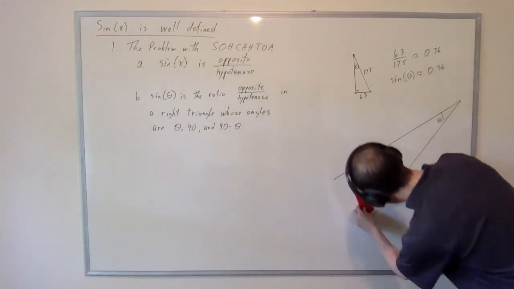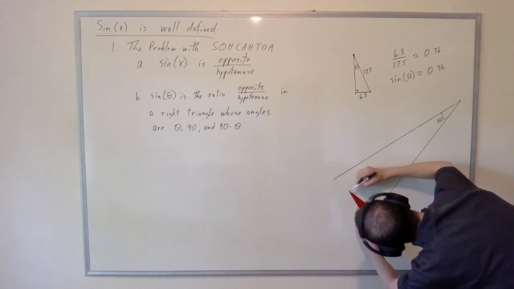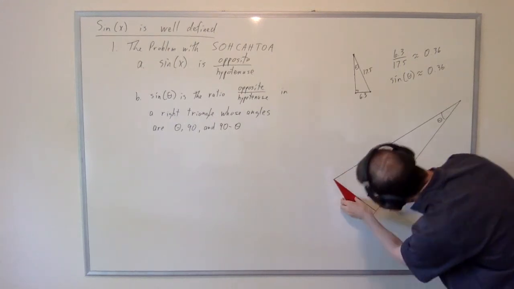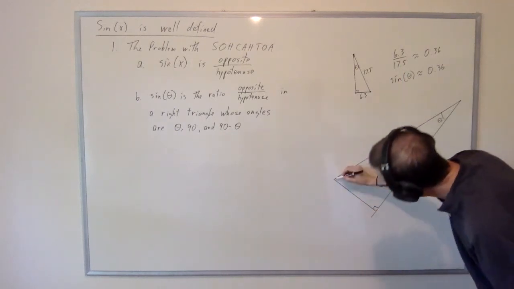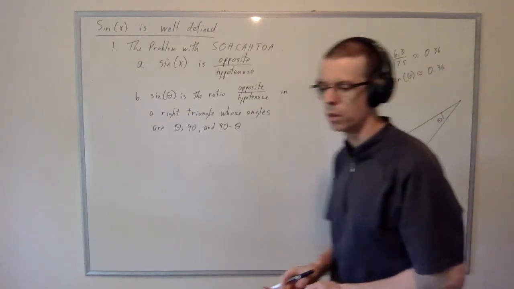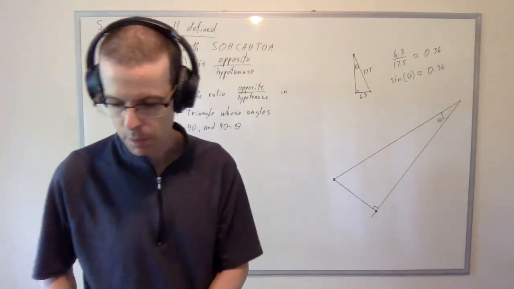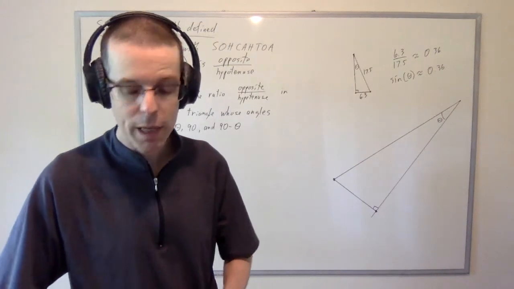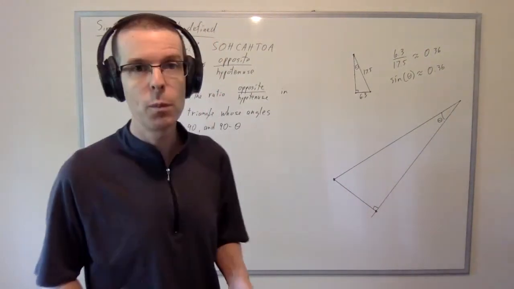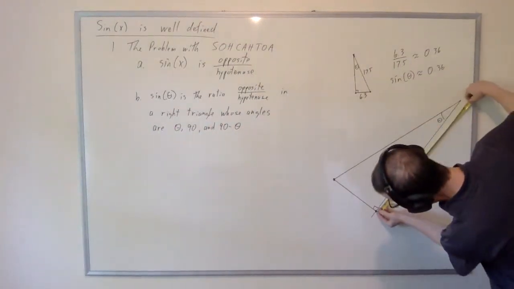So I'm going to use this as a t-square in order to make a right angle here. And then I'll use it as a ruler too. So that will give me a right triangle. It's a completely different right triangle from the one that I started with. It has completely different side lengths from the side lengths that I began with, and therefore you might expect that it will have a completely different sine theta. And that would be bad because that would mean that sine theta was not just one thing, but many things.